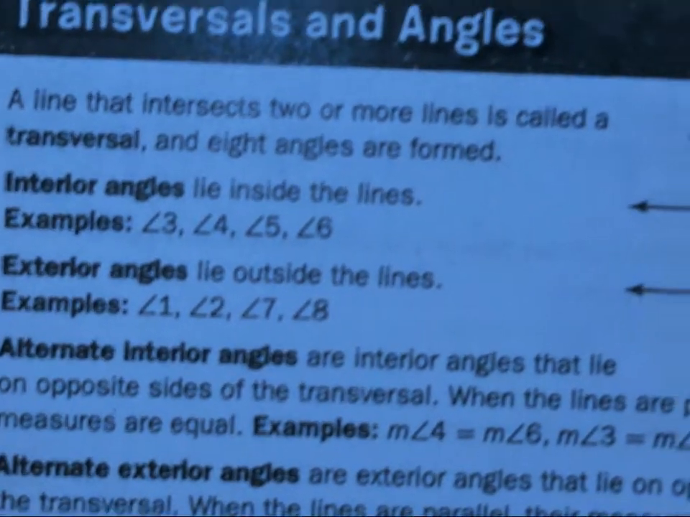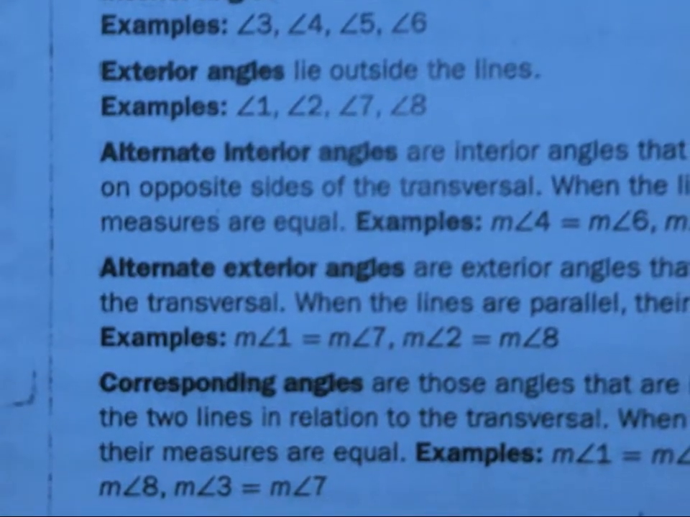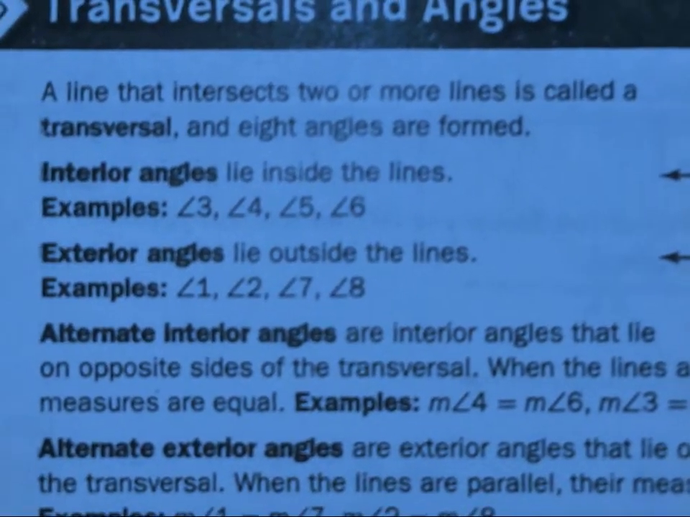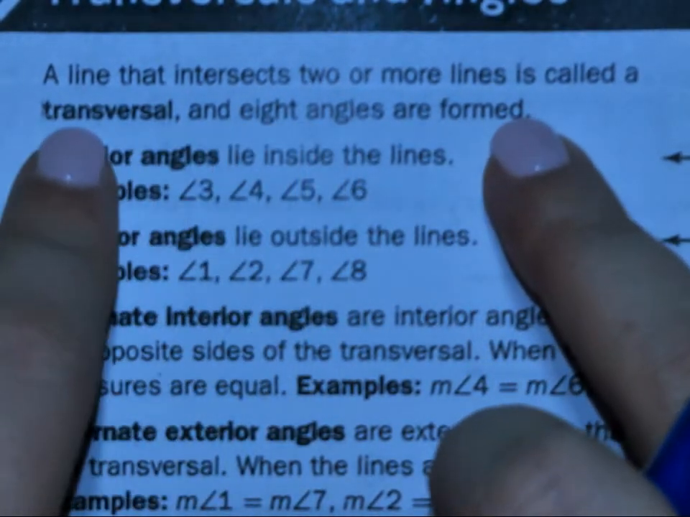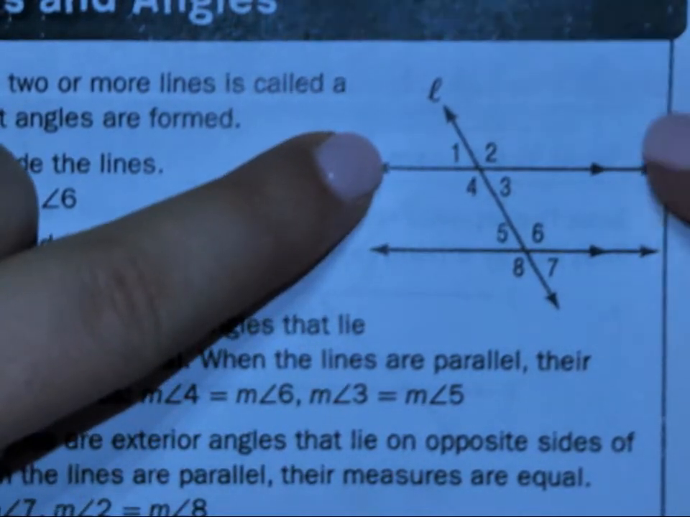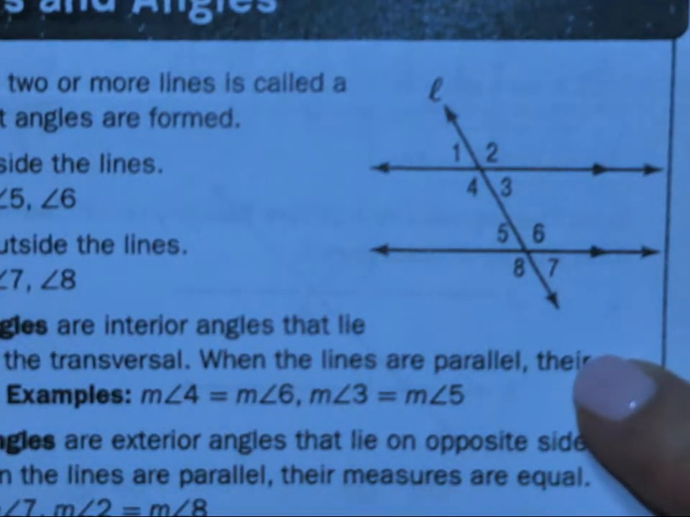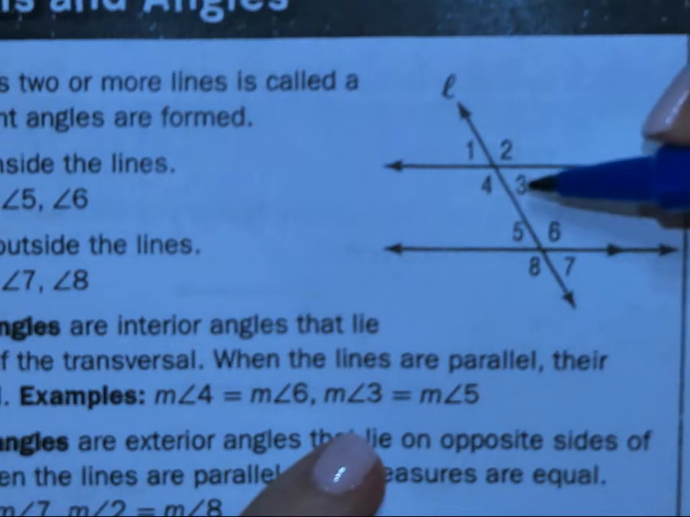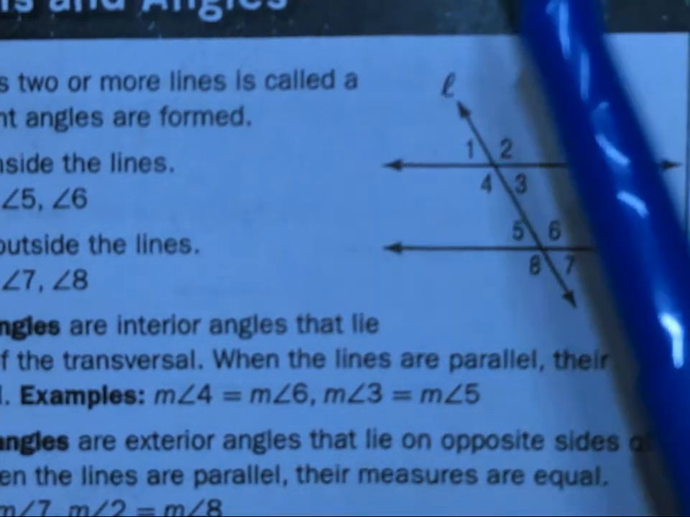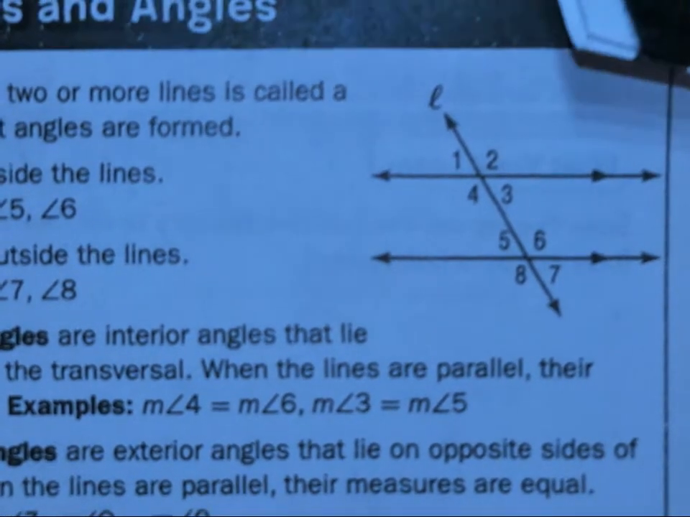We've got lots and lots of vocab. Okay. So looking at transversals and angles, we've got all these vocab words that are very important that we need to know. First of all, a line that intersects two or more lines is called a transversal, okay? So looking at the picture right here, these are two parallel lines. This line that's crossing those parallel lines, that is called a transversal. And when that happens, it forms 8 angles, okay? So two parallel lines with a transversal in the middle forms 8 angles. And then we're going to learn about those 8 angles.